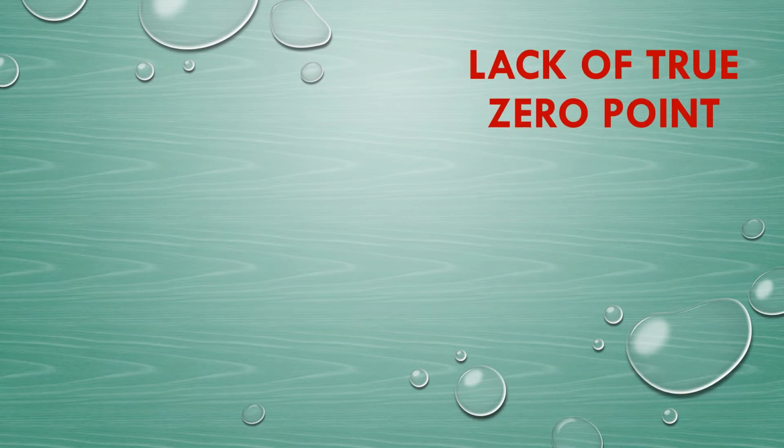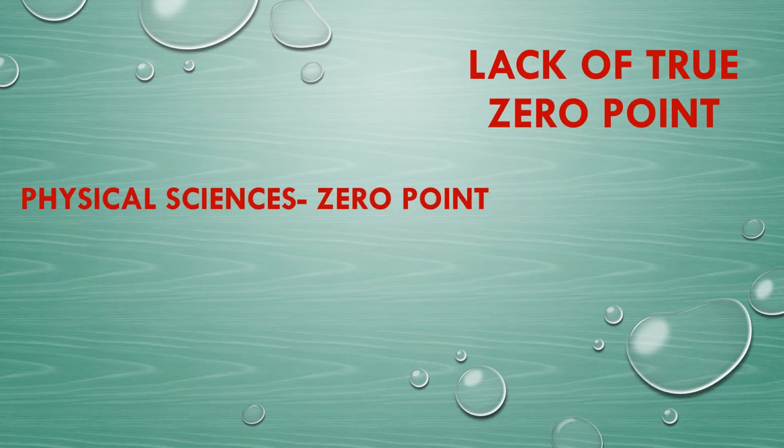Lack of true zero point. A zero point indicates that any other factor or trait is absent or null at that point. So, at a zero point, any factor or trait is absent. For example, physical sciences have a zero point. Whenever we measure or weigh anything, we start measuring it from a zero value.